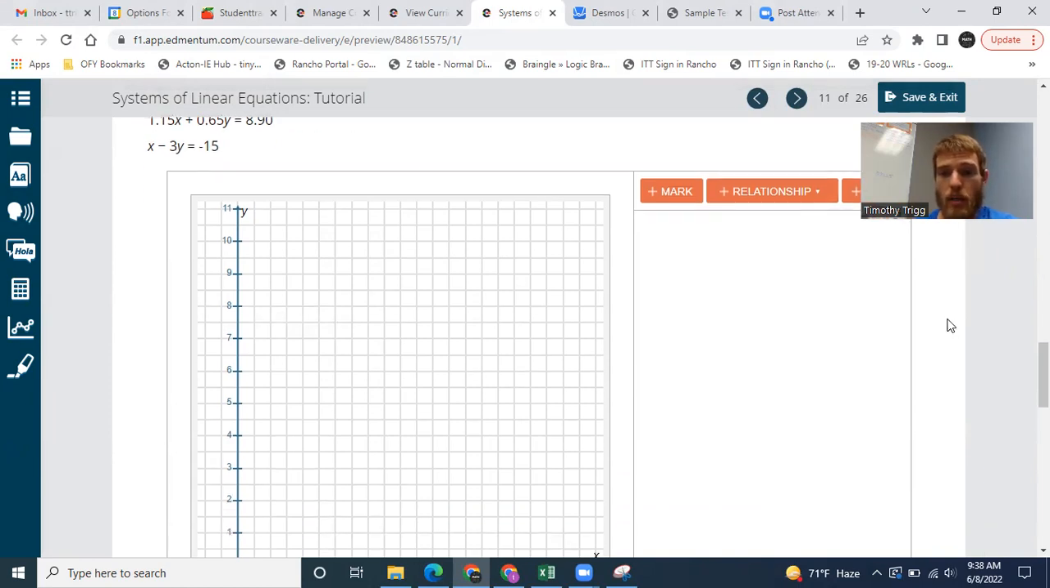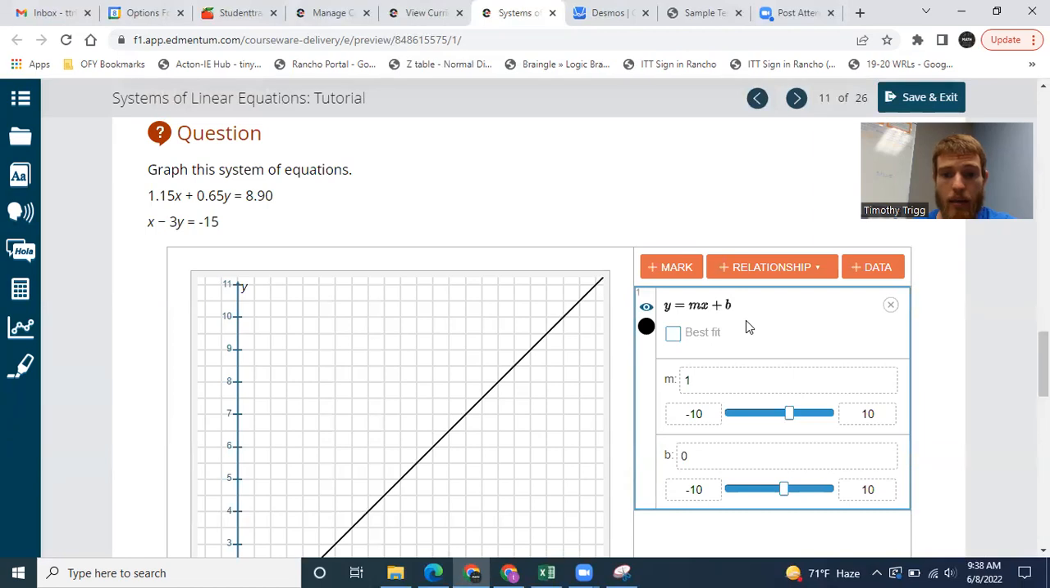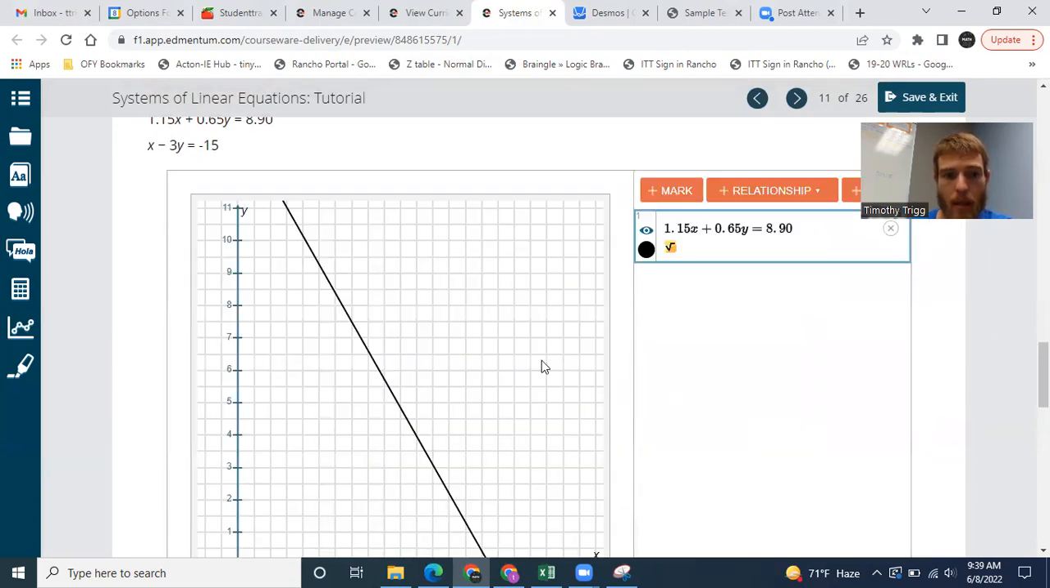But one thing we could do, since this is a graphing tool, is go to relationship here, go to linear, and actually, don't go to linear. Let's try going to custom. Then in custom, we're just going to put the two equations just as they are here. So the first one, 1.15x plus 0.65y equals 8.90. Go ahead and plot, and it should plot the equation for you just like that.